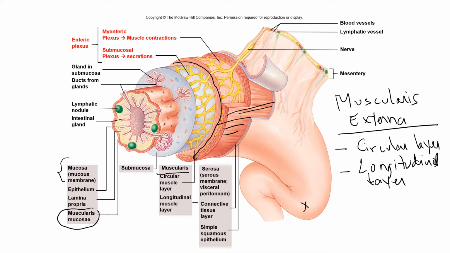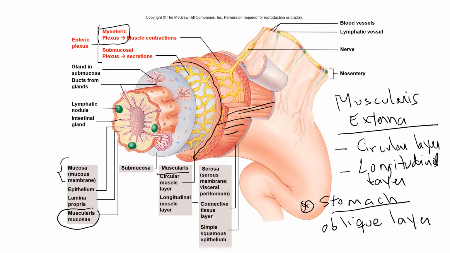In the stomach, there is a third layer called the oblique layer. Contractions of these muscles is due to the actions of a nerve plexus found as part of the muscularis externa. The nerve plexus is called the myenteric plexus. The myenteric plexus innervates these thick muscle layers, causing peristalsis and segmentation of the GI tract.